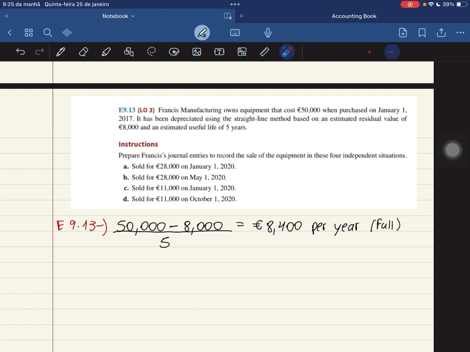But what we're going to see is that for some of these, the dates that we sold them were not a full year. For example, from January 1st, 2017 to January 1st, 2020, 3 years have passed. But what about May 1st and October 1st? These are not full-year depreciation, so we're going to have to take that into consideration. Okay, so let's see letter A.